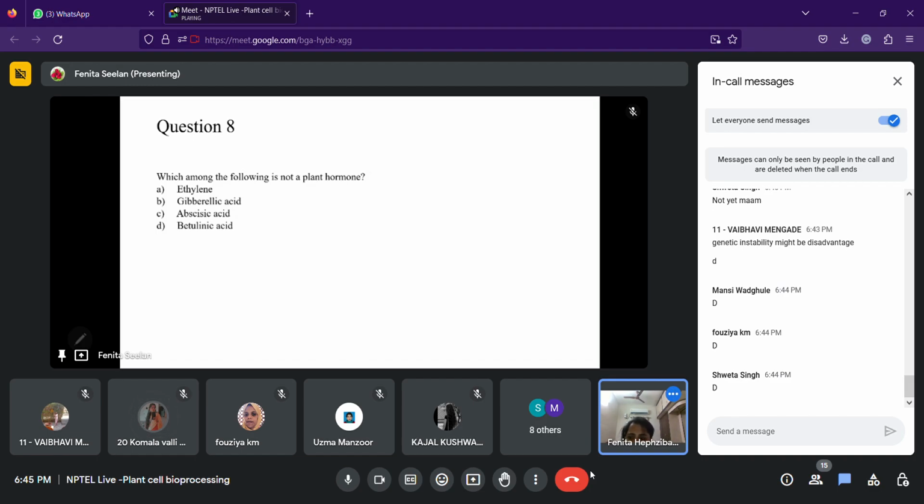So, what are the others used for? They are plant growth hormones. I can understand, but auxins and cytokinins we already know about them. But all these three, what are they used for? Are they being used in plant tissue culture and plant cell bioprocessing? Are they being used or not? Do you guys know?